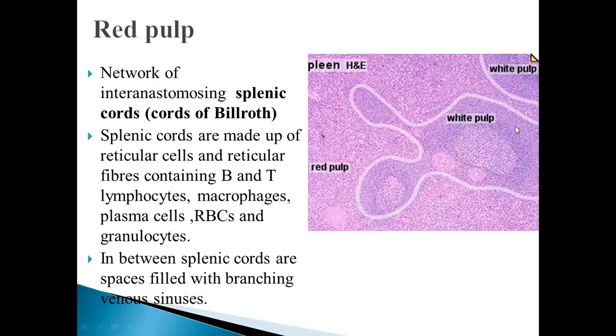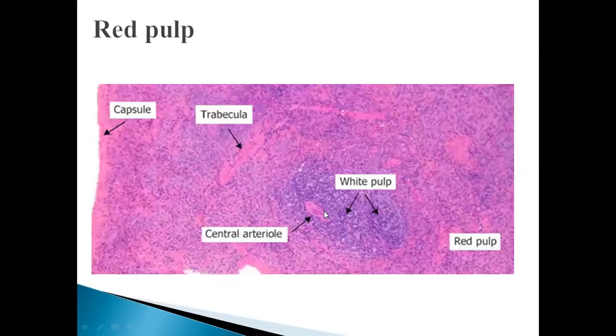What is white pulp? It is the aggregation of lymphocytes with an eccentric arteriole, which you will not see in any other slide. Also, there is a red pulp, that is, interanastomosing splenic cords or cords of Billroth. These cords are made up of reticular cells and reticular fibers with T and B lymphocytes. Also, there are macrophages, plasma cells, RBCs and granulocytes. In between the splenic cords, there are spaces which are filled with sinuses.